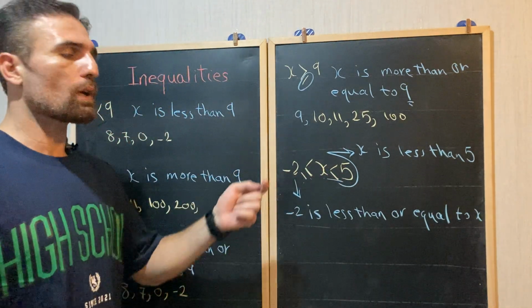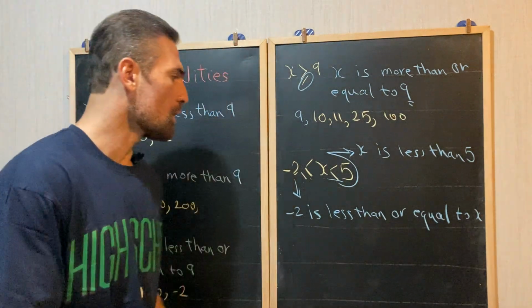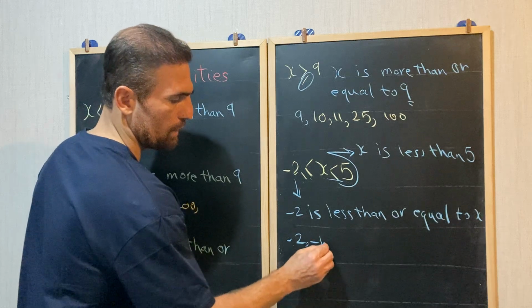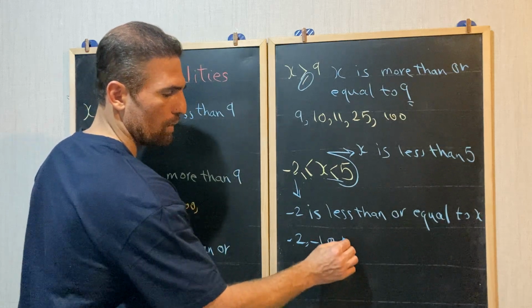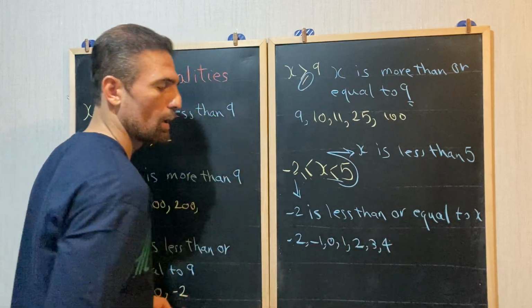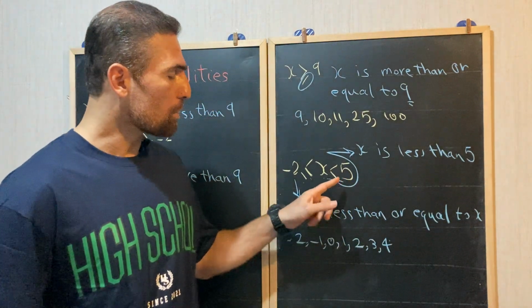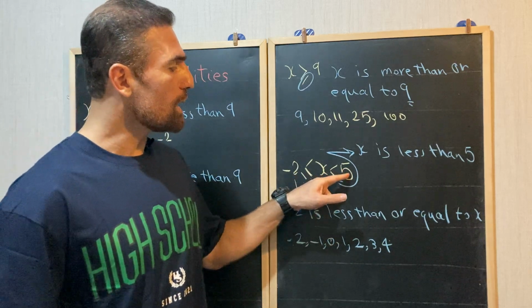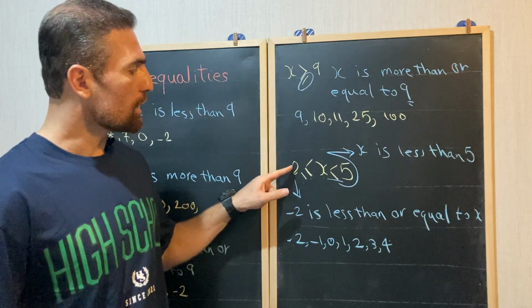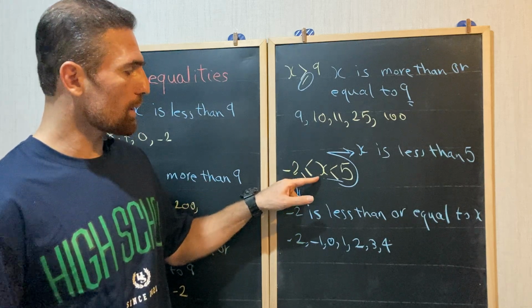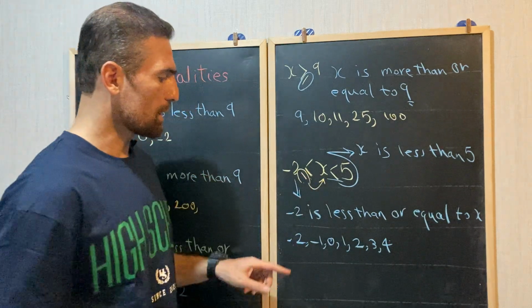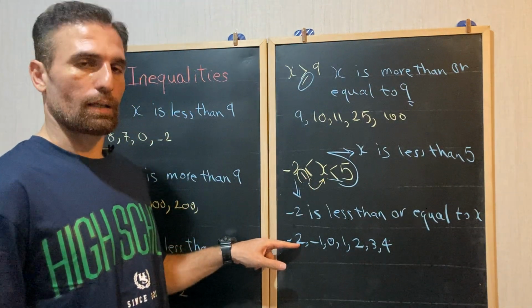If we consider x is an integer, x is going to be -2, -1, 0, 1, 2, 3, 4. It cannot be 5 because it is less than 5, but it can be -2 itself because it is greater than or equal to -2. That is why -2 is the solution of this inequality.